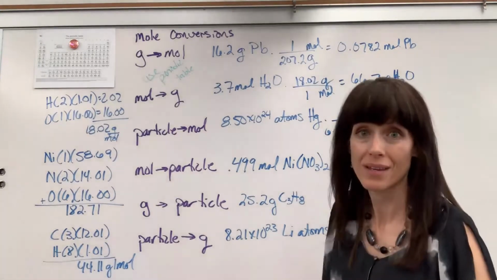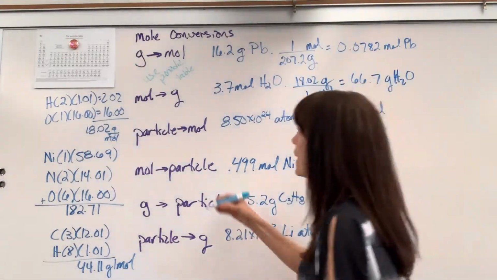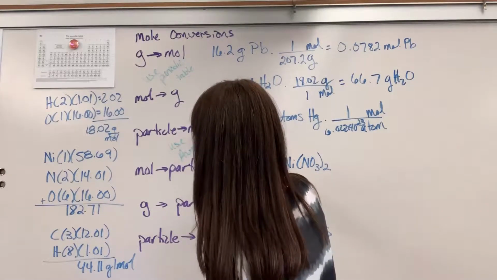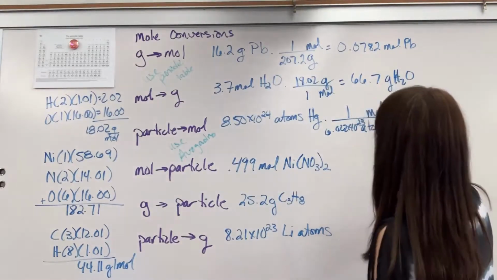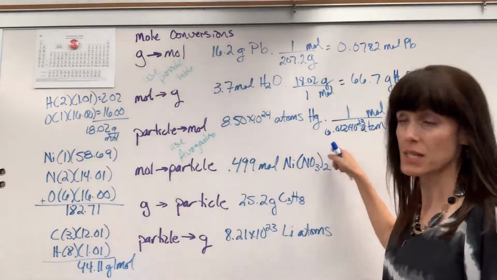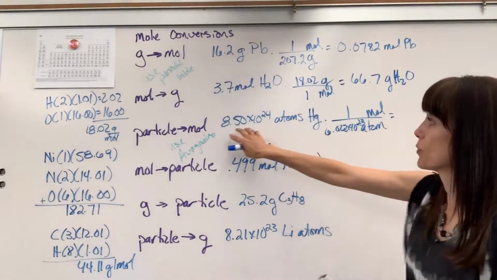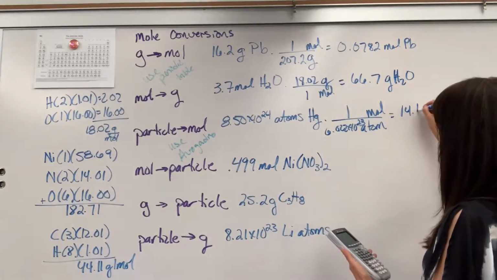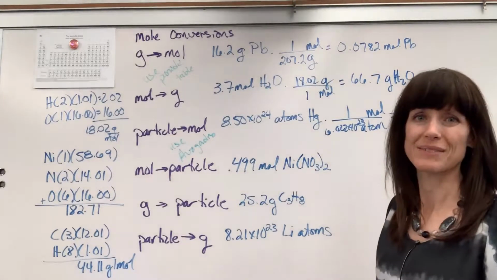So I'm going to make a note here. Whenever you have to convert with particles, that means you're going to use Avogadro's number. Whenever particles are involved, you're going to have to use Avogadro's number. So calculating this, 8.5 times 10 to the 24 divided by 6.022 times 10 to the 23, and we get, I'm going to do 3 sig figs because of my 8.50, 14.1 mole of mercury right there.